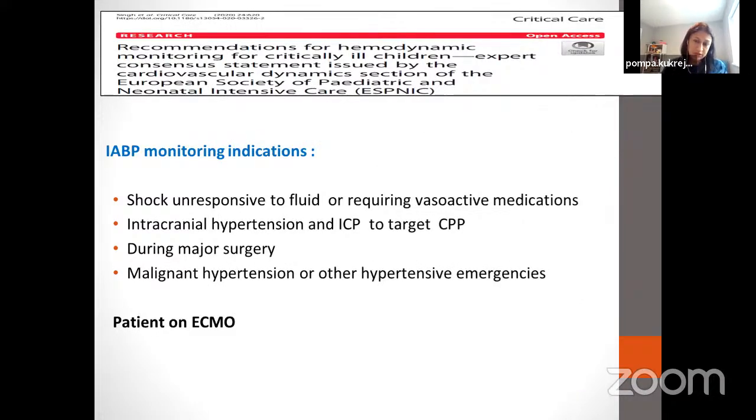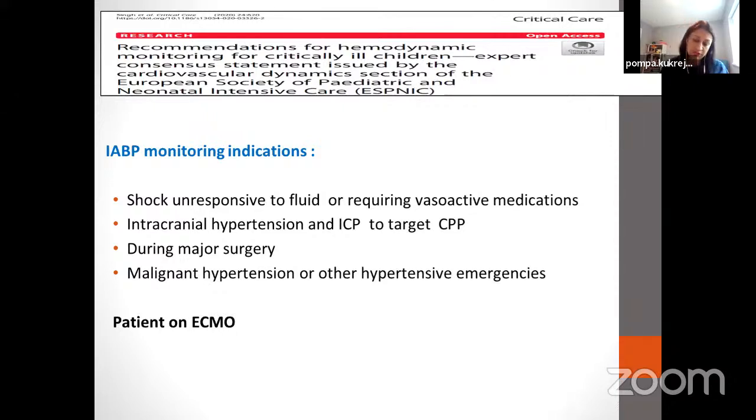This is a recommendation which came up in 2020 from the European Society of Pediatric and Neonatal Intensive Care. Some of the indications: if you have shock which is unresponsive to vasoactive medications; if you have a child or an adult with intracranial hypertension or a neurosurgical case where you're trying to target a CPP, or cerebral perfusion pressure; during major surgery where you're anticipating major fluid shifts; and when you're managing hypertensive emergencies. Those are the indications for having IABP.